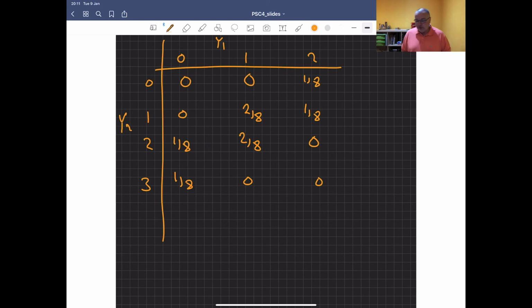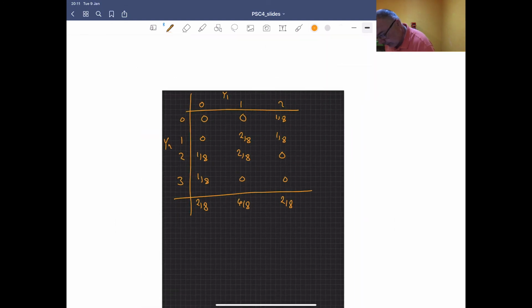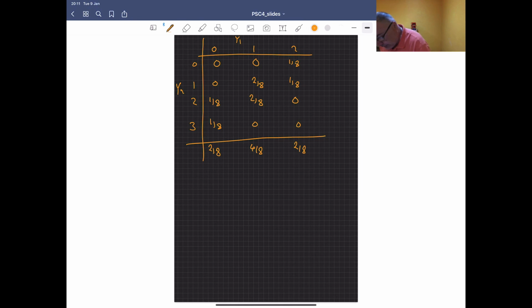And this time we're going to say, well, we've observed y1. So we're going to have to divide by the marginal of y1. So let's get the marginal. That's 2/8, 4/8, 2/8. And now we're going to get our conditional. So this is all going to be the probability that y2 equals some value given y1.